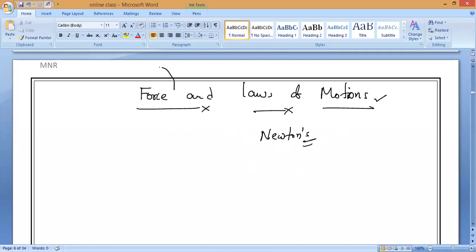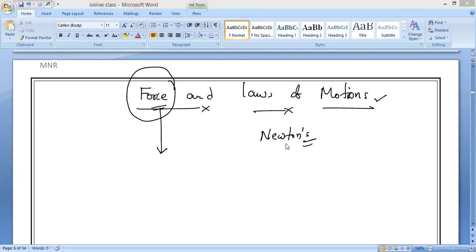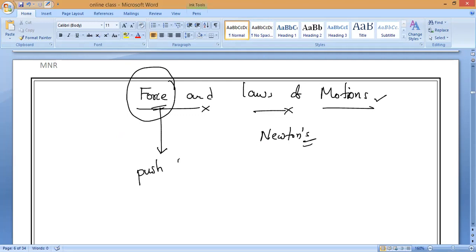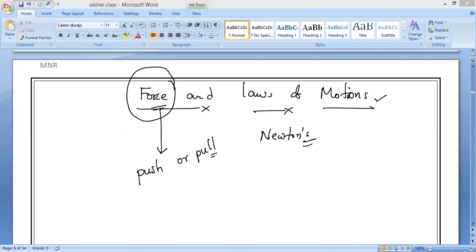Now, first of all, presently we are studying only force. Later on, we will go for Newton's laws. As we know, force we already studied in the last class. What do you mean by force? Anyone? Push or pull, sir. A push or pull of an object. If you push the object, or pull the object, or many other actions. Every action in our daily life is caused by what? Force only. Because of force.